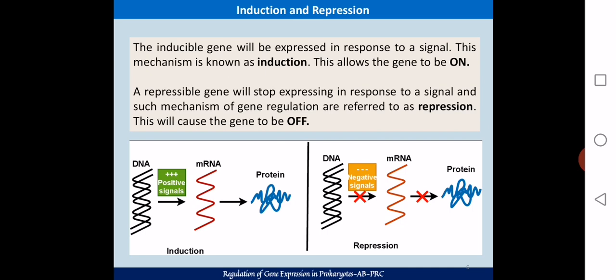In short form, you can see the image also. Induction is the process in which a gene which is not active, or which is not in the expressed state, is subjected to expression by a process called induction. At the same time, repression is for a gene which is already in the expressed state, and these expressing genes are given certain negative signals so that the expression will be limited or inhibited. So this is what induction and repression are.